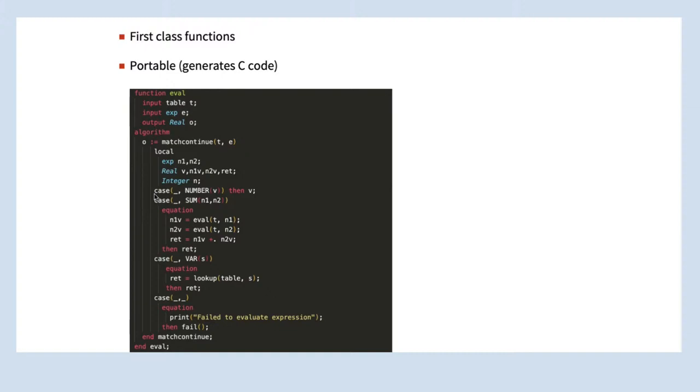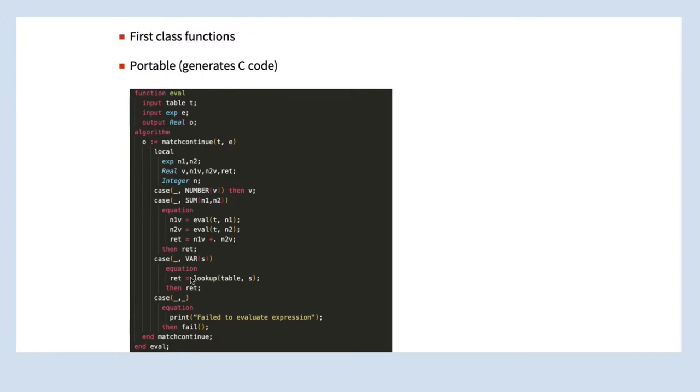And this is our first case. When we get a number, we just return the floating point value. When we get a sum, we take these two subnodes here and apply the evaluation function recursively. And then we just sum them and return the value. And something interesting here: when we get a variable, we have this other function, a lookup, that is just going to check that name in some table of definitions.